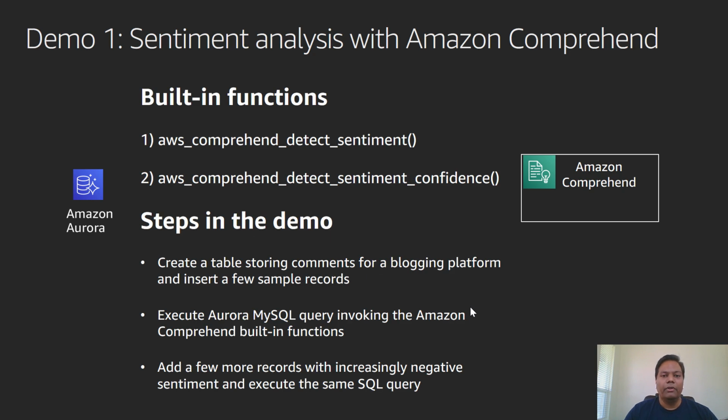For this, we're going to use built-in SQL functions, which are aws_comprehend_detect_sentiment and aws_comprehend_detect_sentiment_confidence. And I'll show you what these two functions mean and how to use them. The steps in the demo are going to be to create a table and then execute these queries and functions, and then just look at the output and see how the sentiment was detected properly or not. All right, so let's get started.